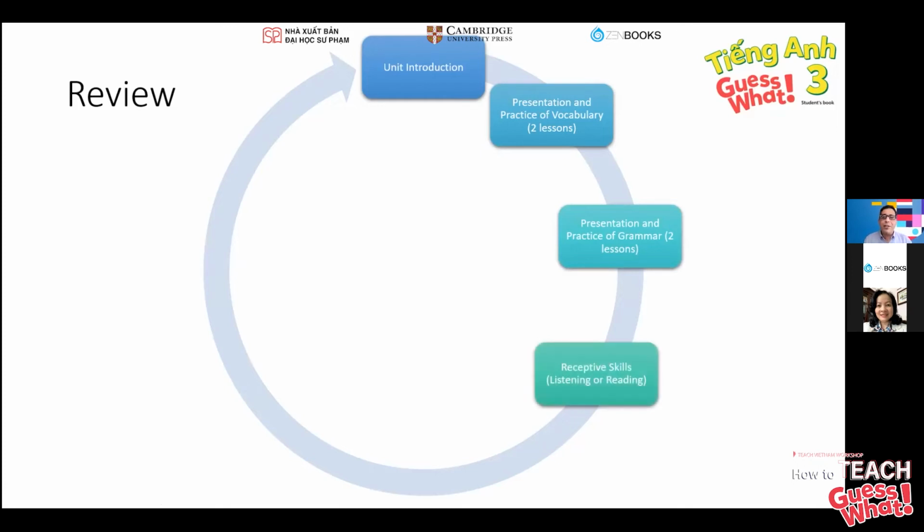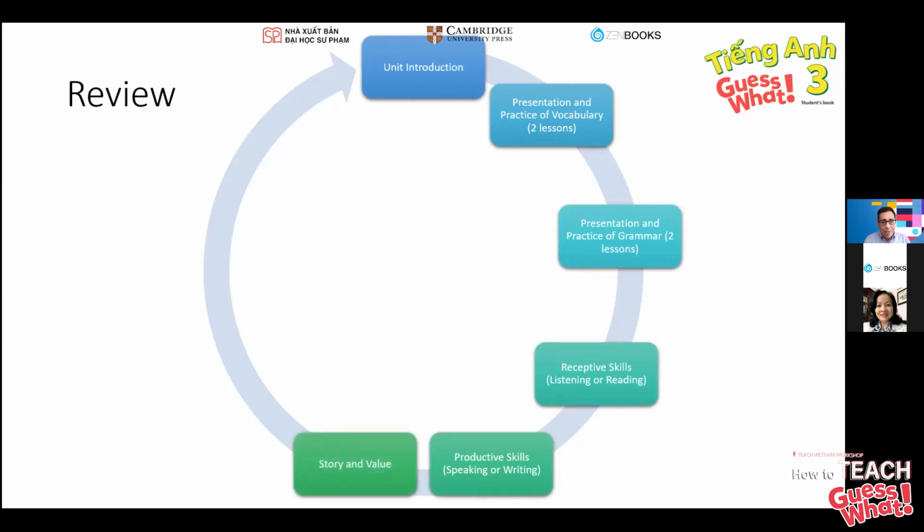And then it turns into receptive skills. It'll be something on listening or reading. Input becomes output. And then productive skills, getting them a chance to do their speaking and writing. All that input becomes output for the students here. And then a chance to really see the language in action.